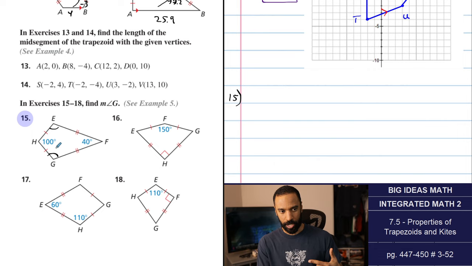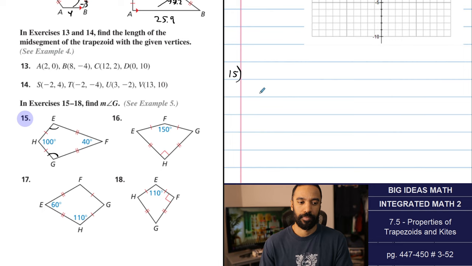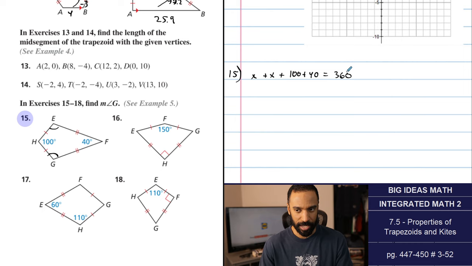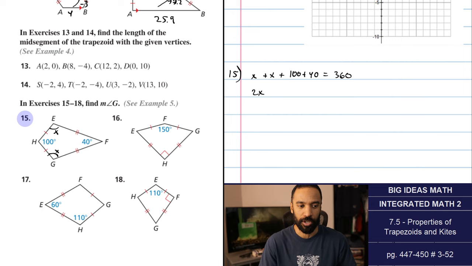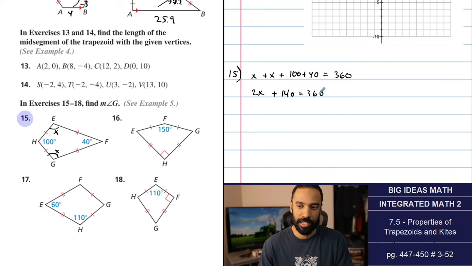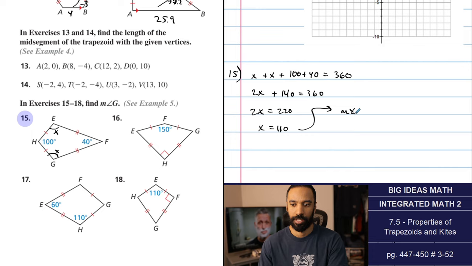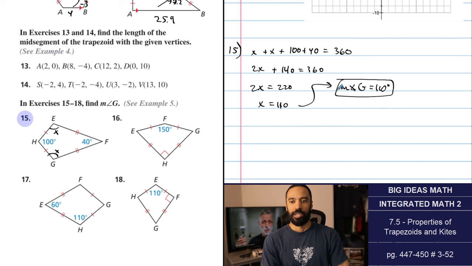I'll call it X just to make it easier for myself. These two X's add with 140 and you get 360. A quadrilateral's interior angle sum is 360 degrees, not any different for a kite. Because these are both X's, they would both be congruent in this kite. 2X plus 140 is 360. 2X is 220 and X is 110. The measure of angle G will also be 110 degrees. So that's the method we got there.